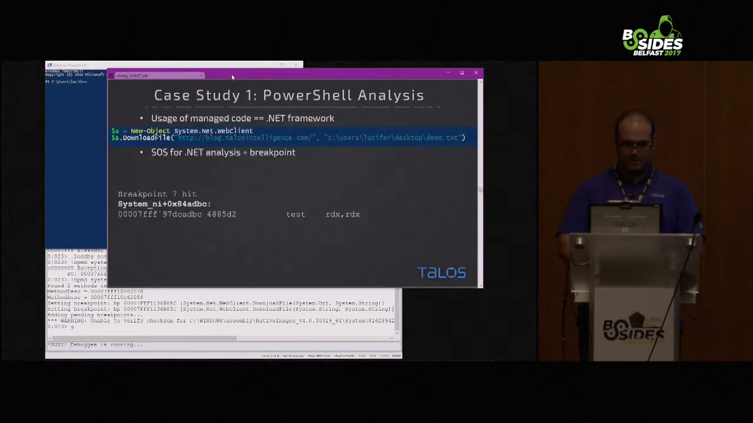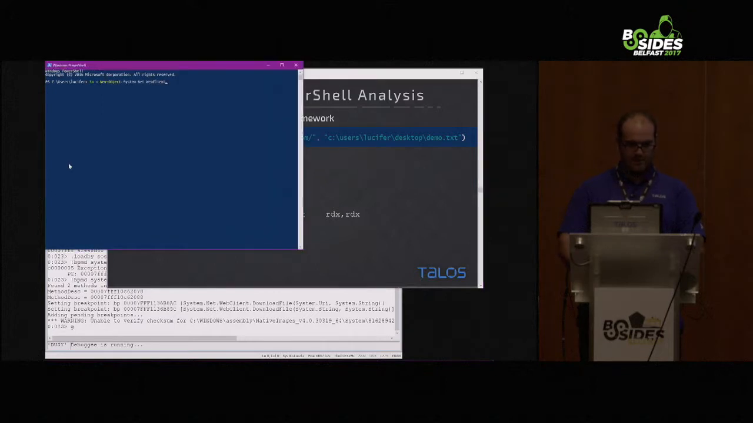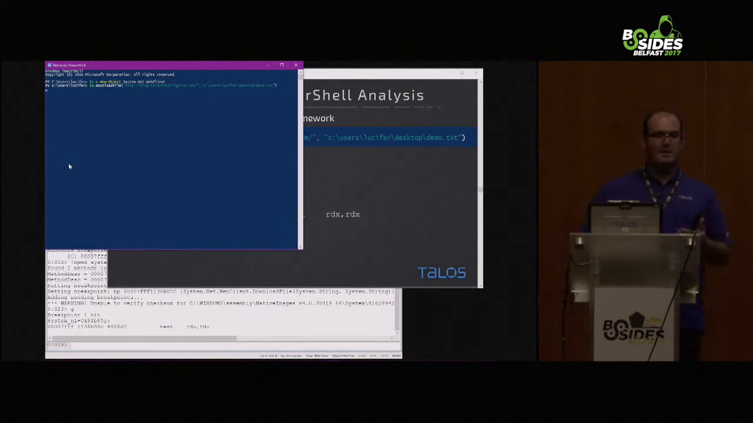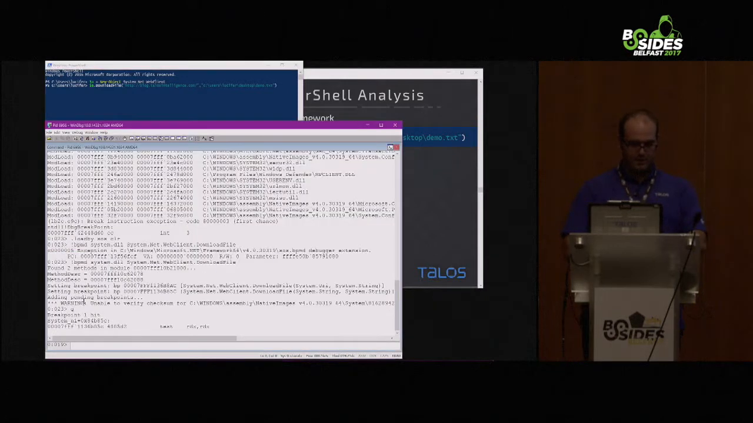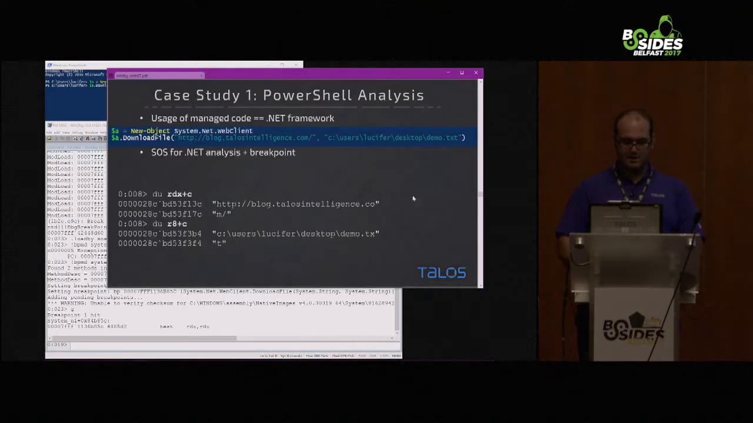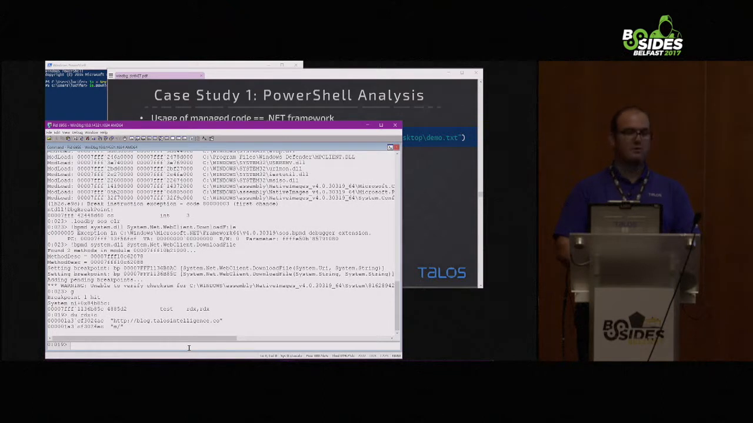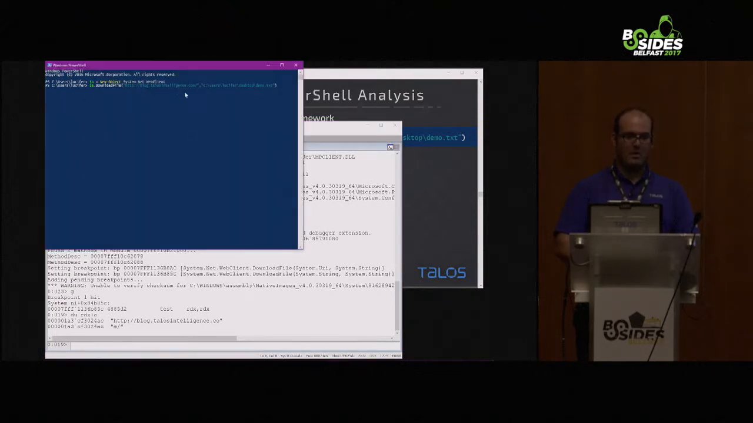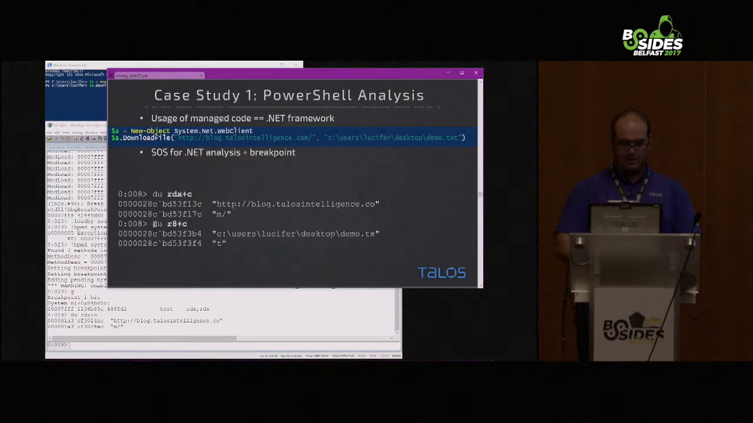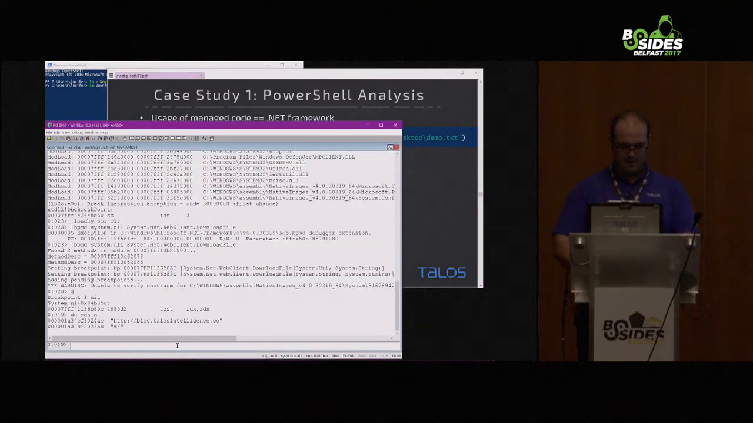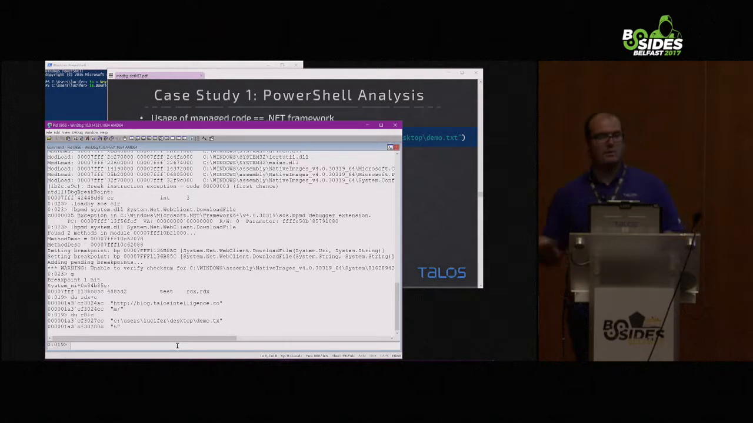And here, I create a new object, and I will download something from the internet and store it in my desktop directory. At this time, it's stopped. You've got a breakpoint here. It's automatically stopped during execution. And I can get the information from the registers. Here, you've got the first argument. If you look here, it's the Talos Intelligence blog. And I can get the second argument, so where the file is stored. Here. And you've got the path.